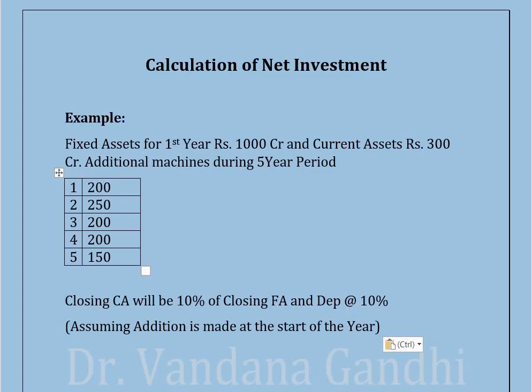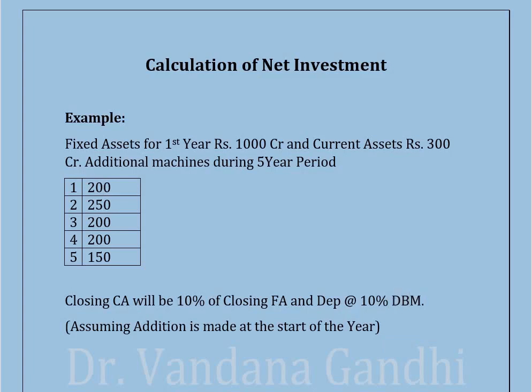Additional machines during the 5-year period given over here is first year it is 200, second year 250, third year 200, fourth year 200 and fifth year 150. Obviously all these figures are in crores. The further information which is available with us is closing current assets will be 10% of the closing fixed assets and depreciation at the rate 10%, again diminishing balance method.